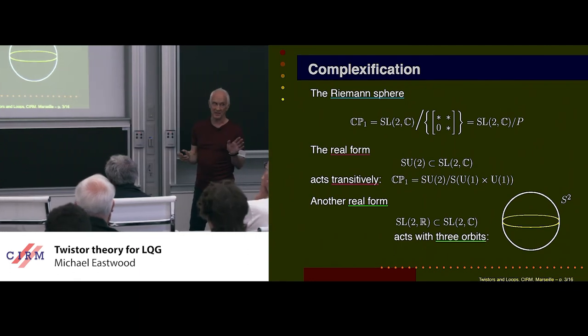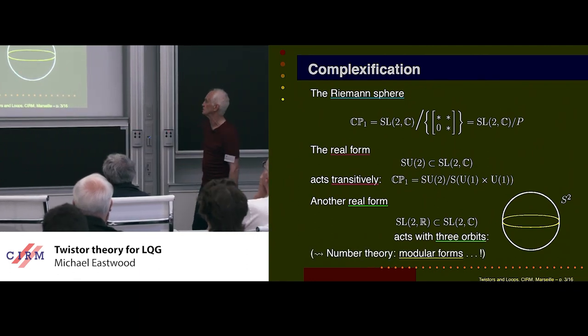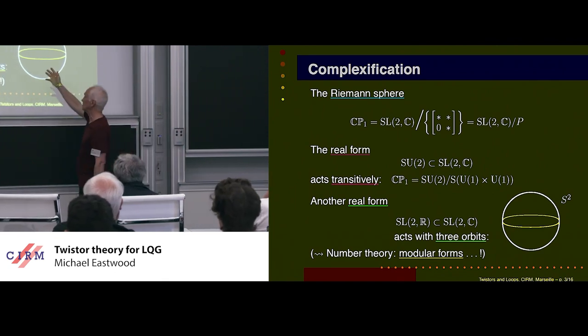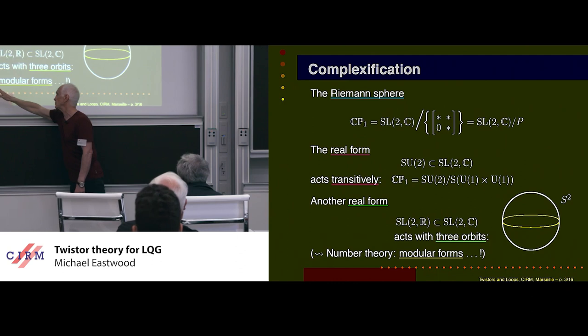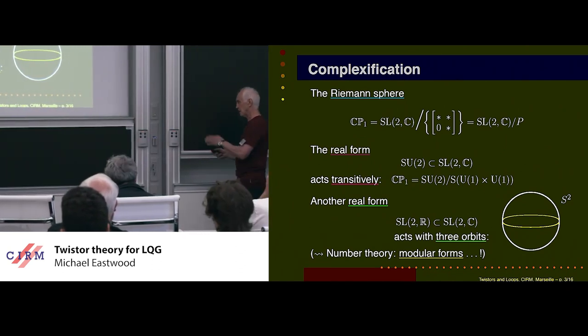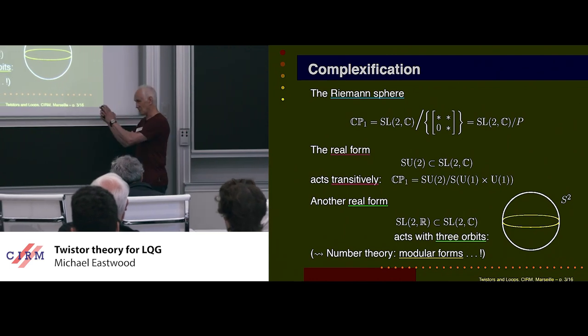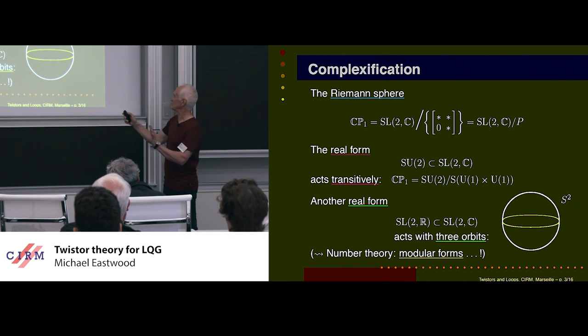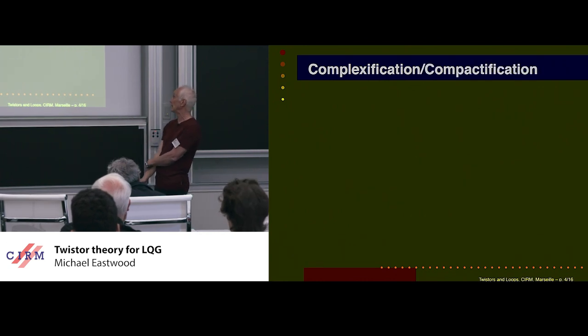And actually, mathematically, this has very significant consequences. This observation is the basis of quite a few results in number theory. I've recently become obsessed with modular forms. And this is really significant, but we're not going to talk about that at all, even though it's my current obsession. We will now go back to Twistor theory.